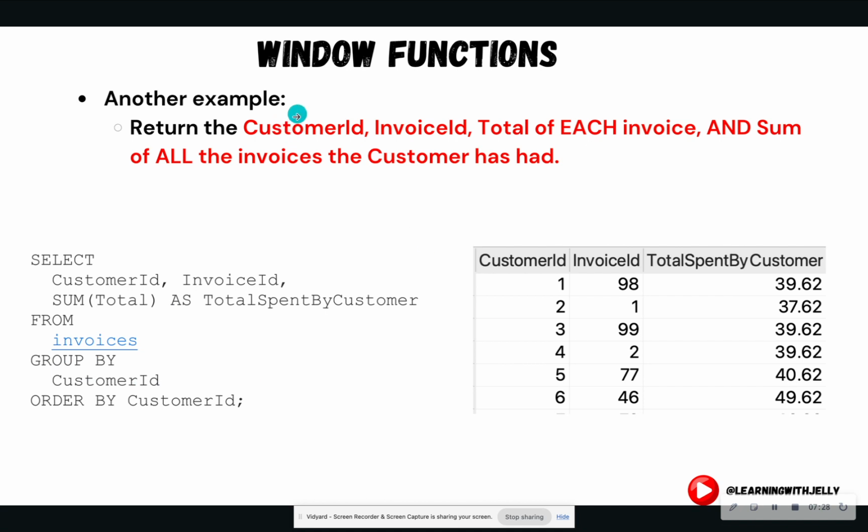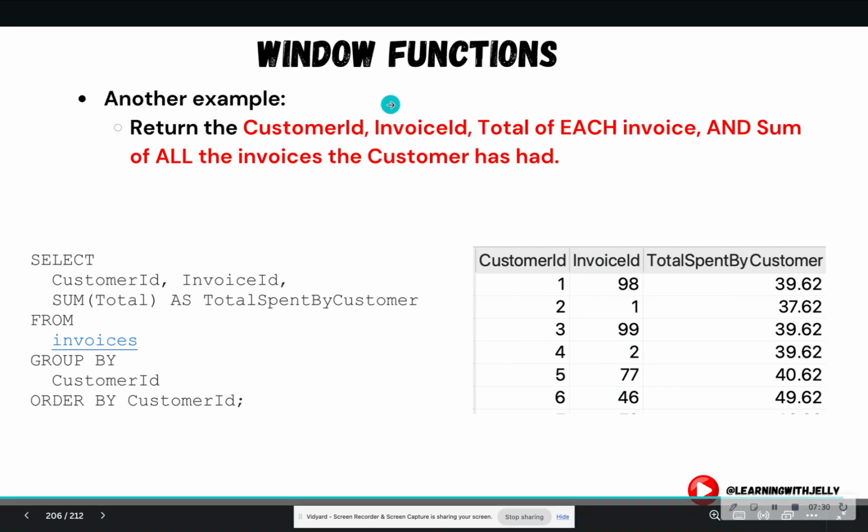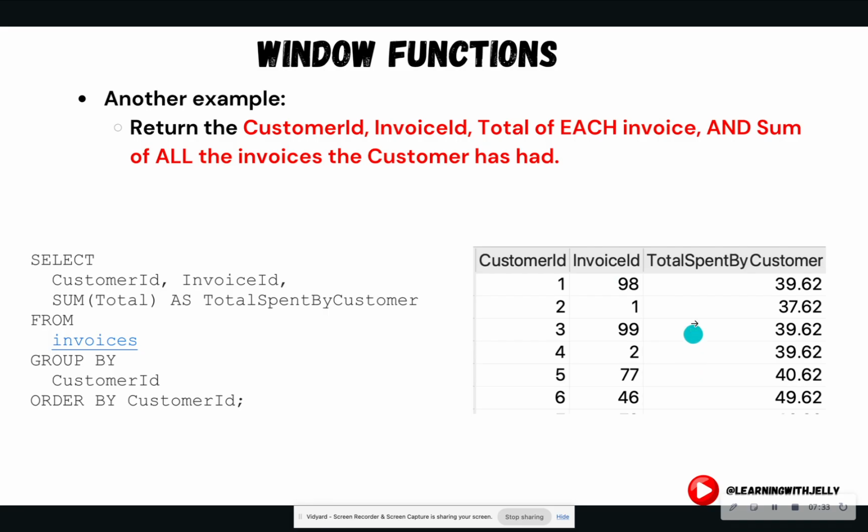Hey, you want customer ID? Check. You want invoice ID? Check. I don't really have the total of each invoice in here, but you want a sum? Check. I did a sum for you. You want it by customer? I'm going to group by customer ID. And this is what you get. One row per customer. So customer ID 1, invoice ID 98, and the total that they spent is $39.62.